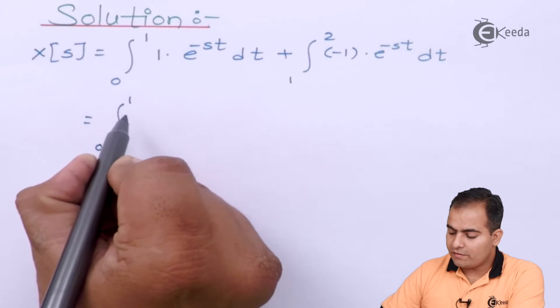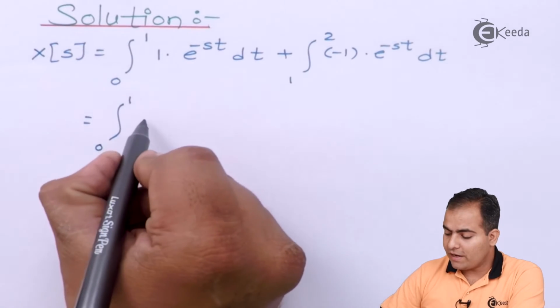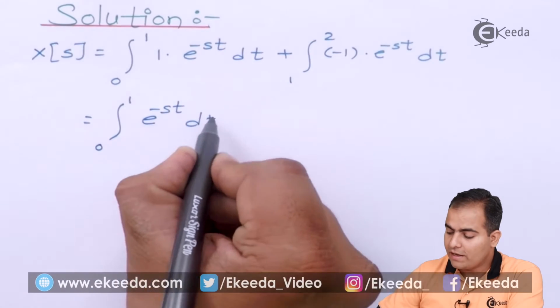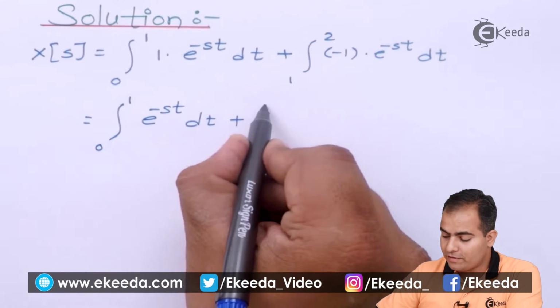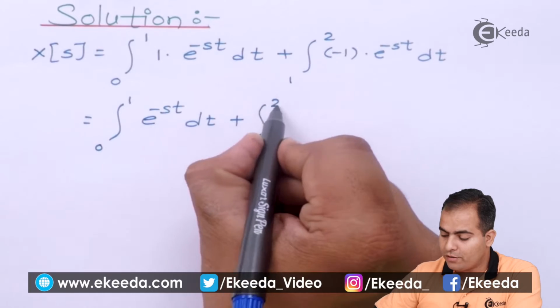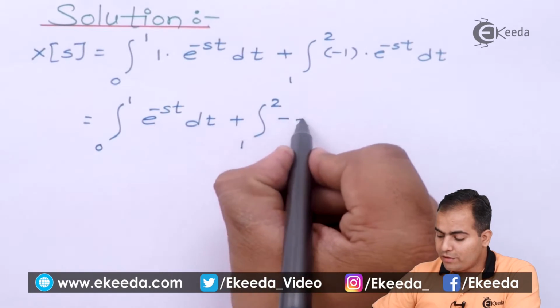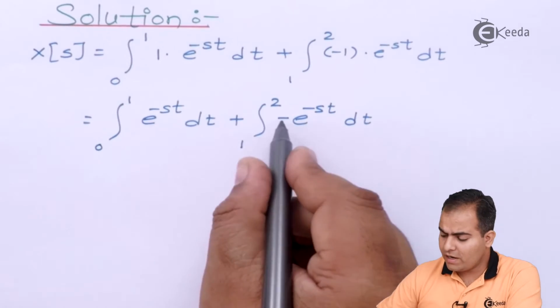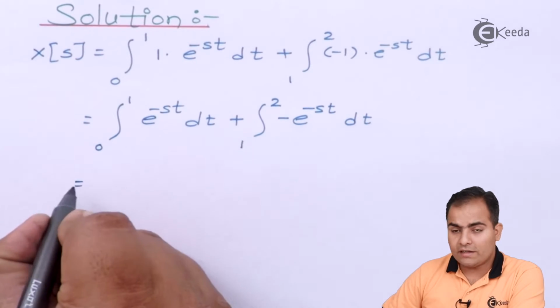0 to 1, which is the integration limit, and we are going to integrate only e to the power minus st with respect to time dt. And in the second bracket, in the second integration, we have the time limit 1 to 2, and we are going to integrate e to the power minus st dt. I'll take this minus sign outside and then I'll integrate.